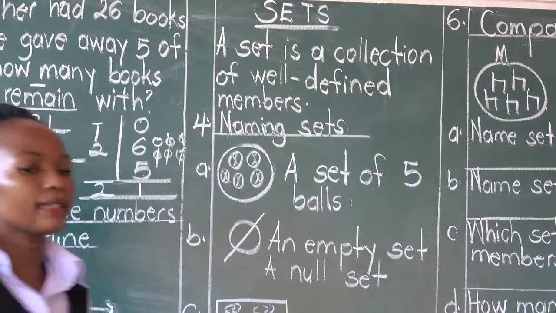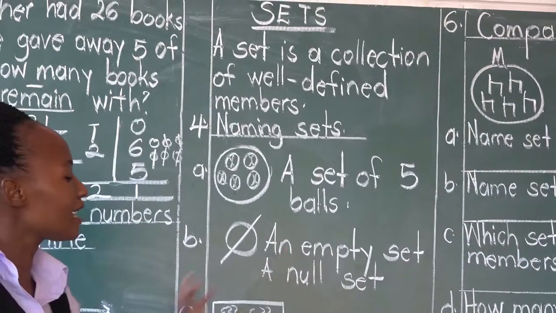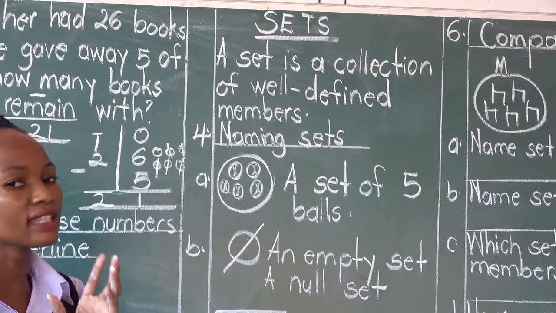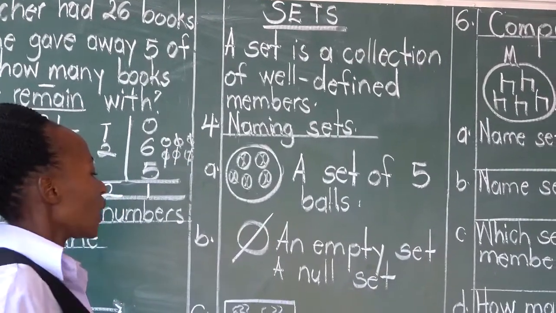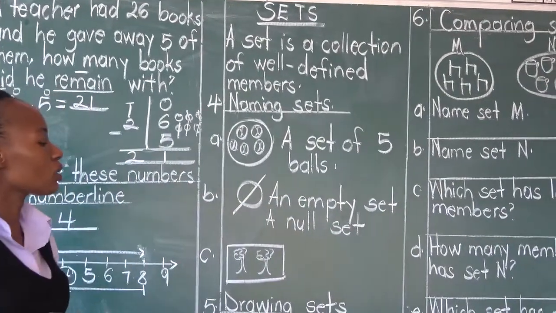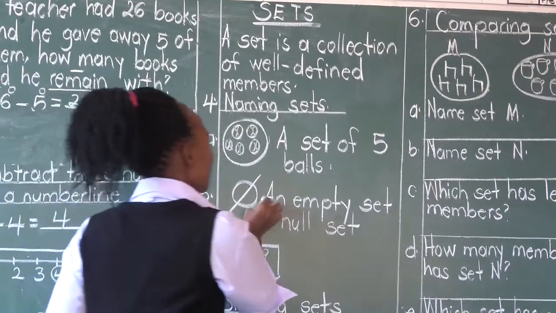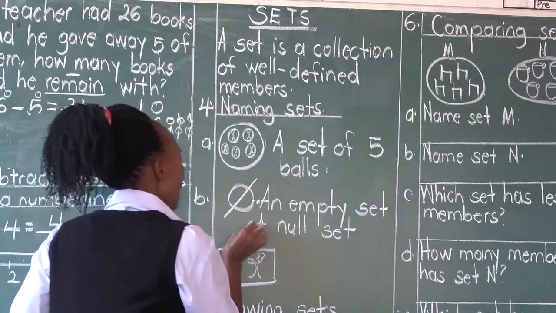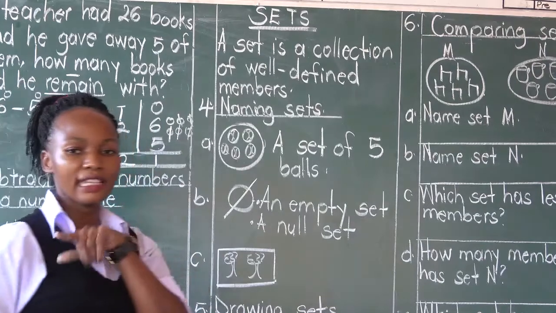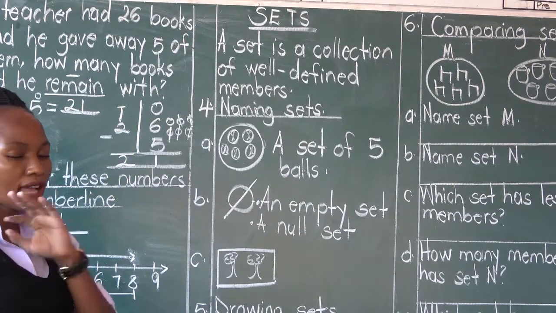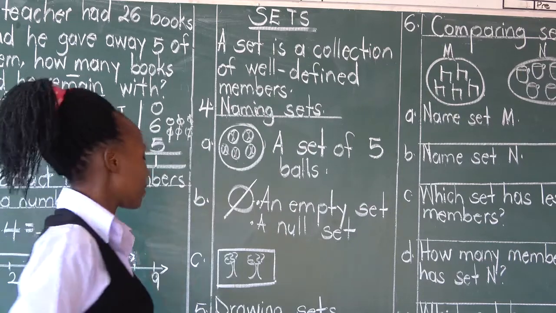A null set. If writing an empty set is hard for you, because even if you miss out one letter, your answer will be wrong, you better write a null set. What is easier for you, that's what you will take. You will either write an empty set or a null set. And you can also find another person saying a void set. Those answers are all right.